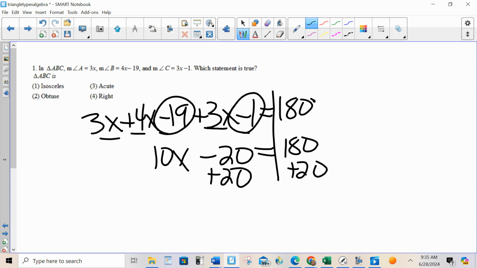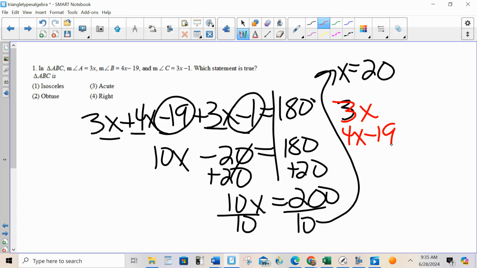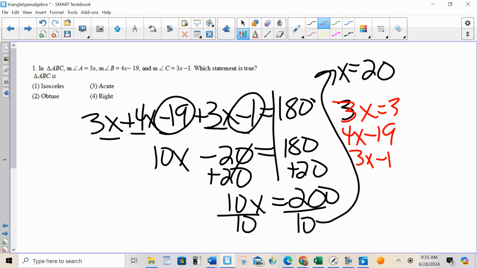I isolate, add or subtract first, divide last, and I get my x value to be 20. Now that I have my x value, I'm going to substitute in to each of the original expressions. So I have 3 times 20. I've got 4 times 20 minus 19. I've got 3 times 20 minus 1.